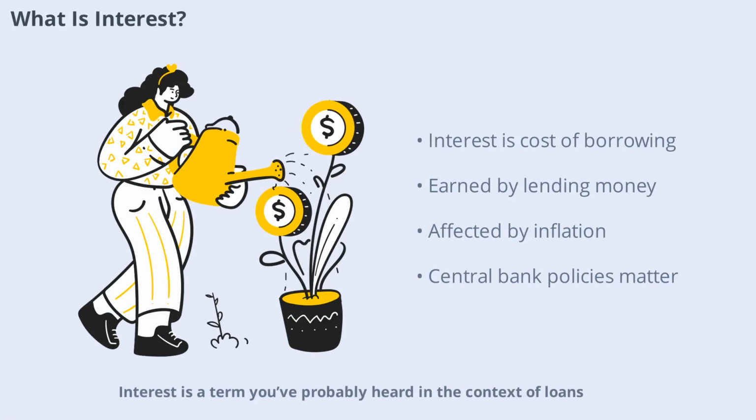Interest is a term you've probably heard in the context of loans, savings accounts, or credit cards, but in economics, interest refers to the cost of borrowing money or the reward for lending it. When you deposit money in a bank, you earn interest because the bank uses your money to make loans. Conversely, when you borrow money, you pay interest as a fee for using someone else's funds. Interest rates are influenced by factors like inflation, central bank policies, and the overall demand for money. Understanding interest helps you make better decisions about saving, borrowing, and investing.